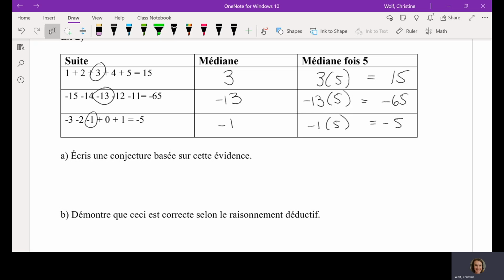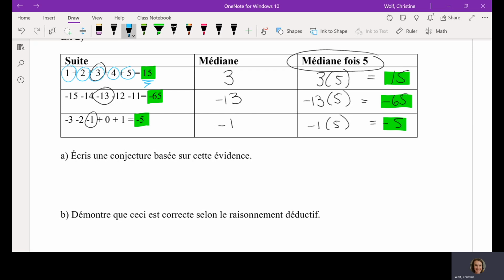So, je vois que quand je fais la médiane fois 5, la réponse que je reçois est le même que la somme de les chiffres. So ici, quand j'ai ajouté 1 plus 2 plus 3 plus 4 plus 5, j'ai reçu 15. But then ici, j'ai aussi reçu 15 quand j'ai fait la médiane fois 5. Et c'est la même chose dans tous les autres cas. Ici, quand j'ai fait la soustraction de ce 5 ici, j'ai reçu négatif 65. Et then ici, quand j'ai fait la médiane fois 5, j'ai aussi reçu négatif 65.